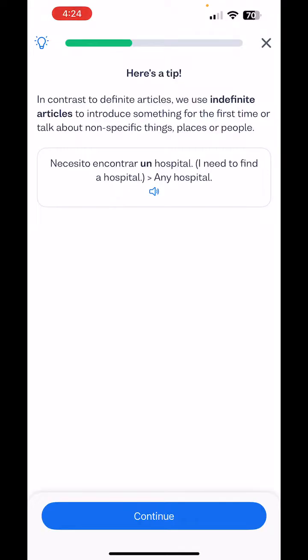Yeah. Necesito encontrar un hospital. I need to find a hospital. So any hospital. Or if you're looking for a specific hospital, then you would use like el hospital de la blah, blah, blah, blah. Hopefully that makes sense. So like basically in English, you would say I'm looking for a hospital. Or if you're looking for a specific hospital, you'll say I'm looking for the children's hospital.